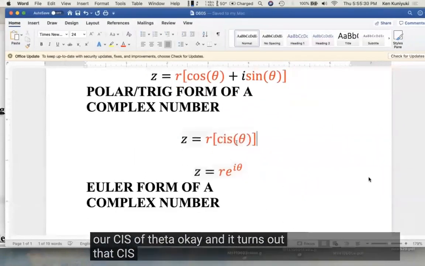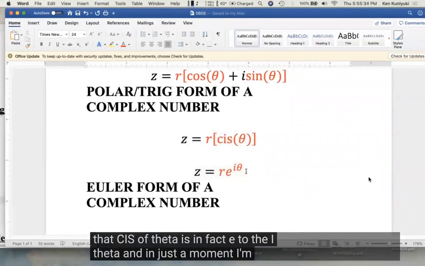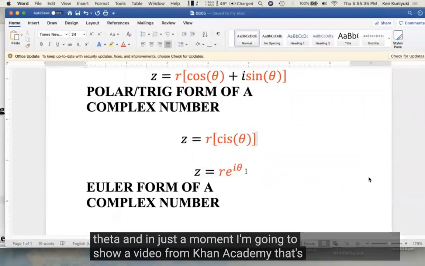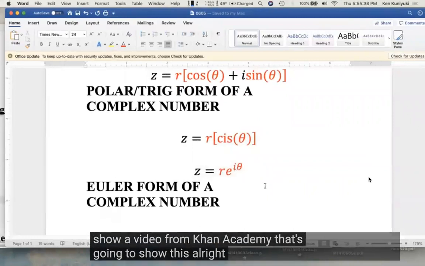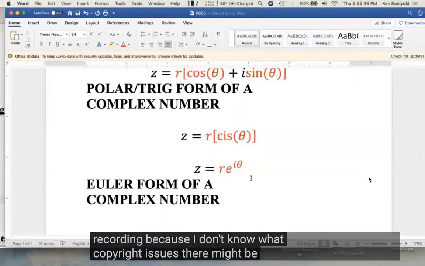And it turns out that CIS of theta is in fact e to the i theta. And in just a moment, I'm going to show a video from Khan Academy that's going to show this. That's the Euler or exponential form of a complex number. But I'll do that after the recording because I don't know what copyright issues there might be.